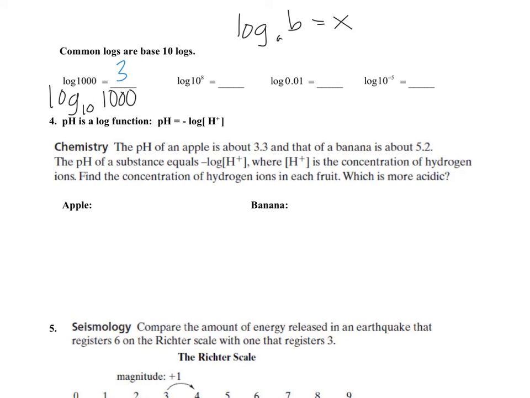This one's going to be 10 to some power equals 10 to the 8th, so that power has to be 8. And this one is going to be 10 to some power equals 1 over 100. So I'll write that out. 10 to some power equals 1 over 100. So that has to be a negative exponent. That's going to be negative 2 because 10 squared is 100, and 100's on the bottom of the fraction. And then this one is 10 to some power equals 10 to the negative 5th. So that power has to be negative 5.